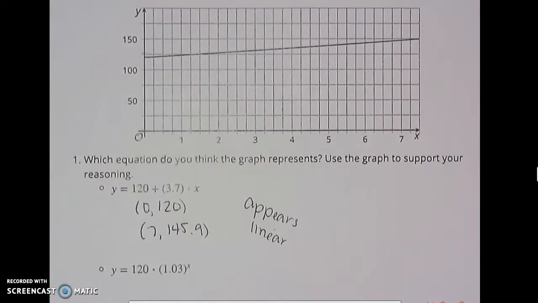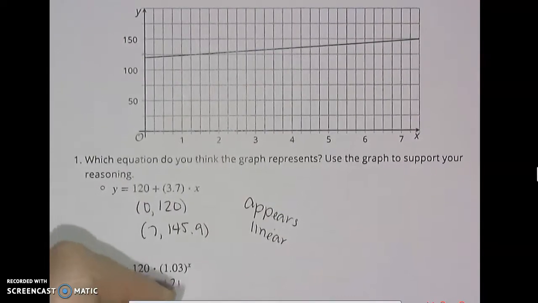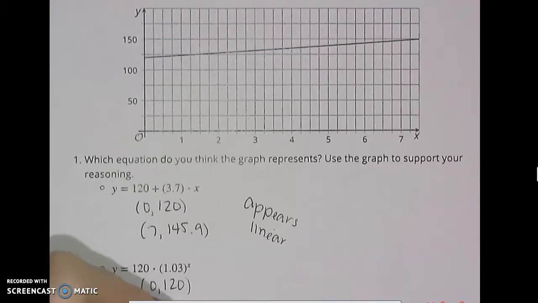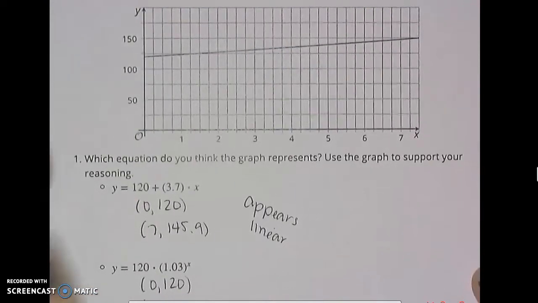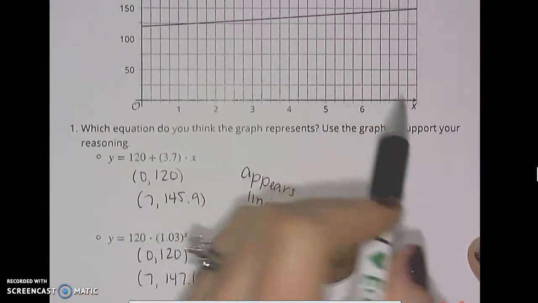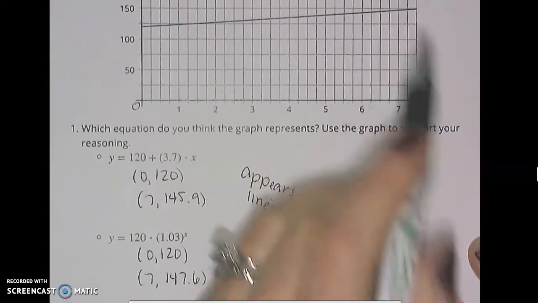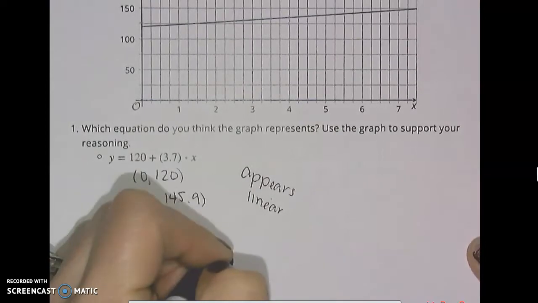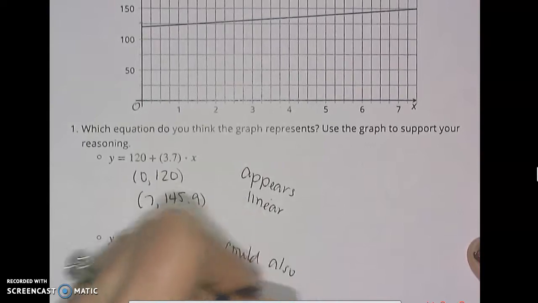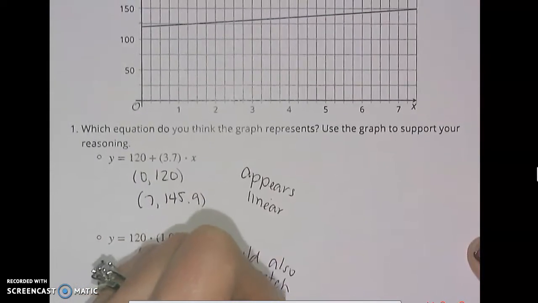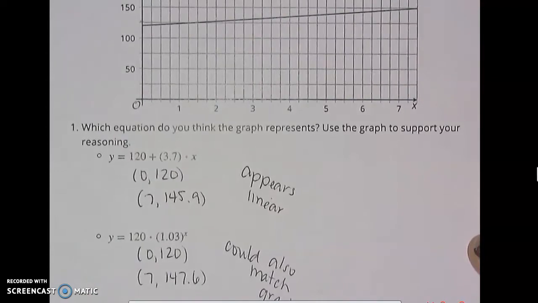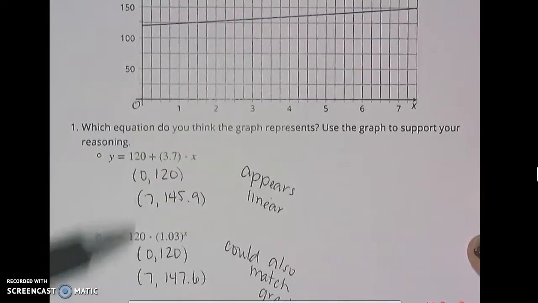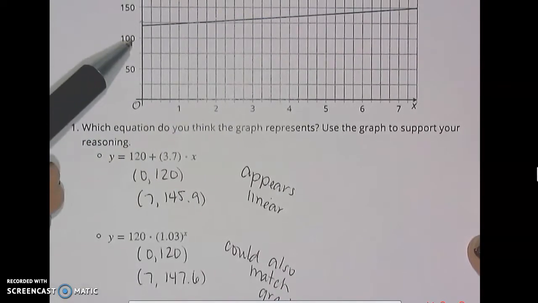What about our other equation, 120 times 1.03 to the x power? Well, again, if we plug in 0, we get 120. If we plug in 7, we get 147.6. And that also could be that. Again, we're counting by 25, so it's really hard to see. So it could also match the graph. Okay, but here it's really hard to tell. Both of those match up relatively close to this.